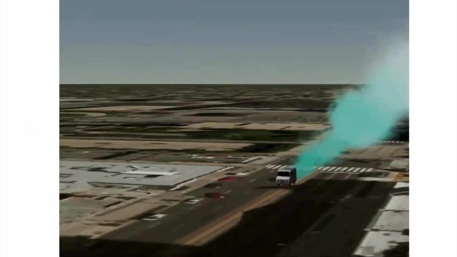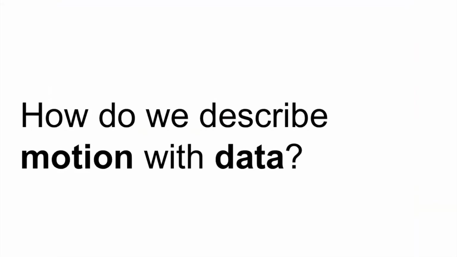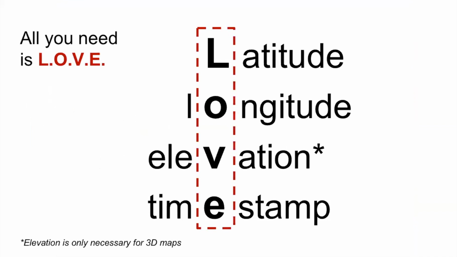So because I do have some extra time today, I'll talk a bit about some thoughts on how to describe motion with data. I have an acronym for this that is LOVE: latitude, longitude, elevation, timestamp. And I think what Cesium has done is really interesting.